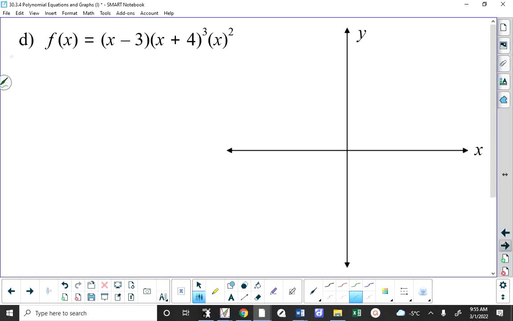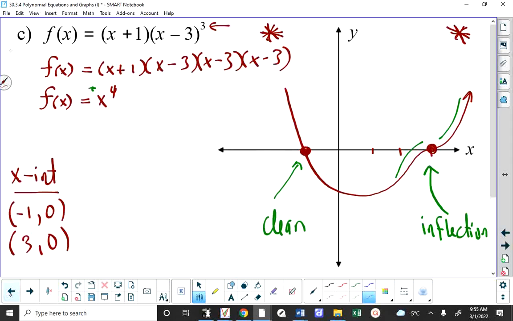Oh, by the way, one last thing here. If I expand this out, I'm going to get my filler, but then I'm going to have minus 27 when I multiply all of the constant terms. So my y-intercept will be negative 27, and that makes sense with what I've drawn. The y-intercept is negative. Here it is.